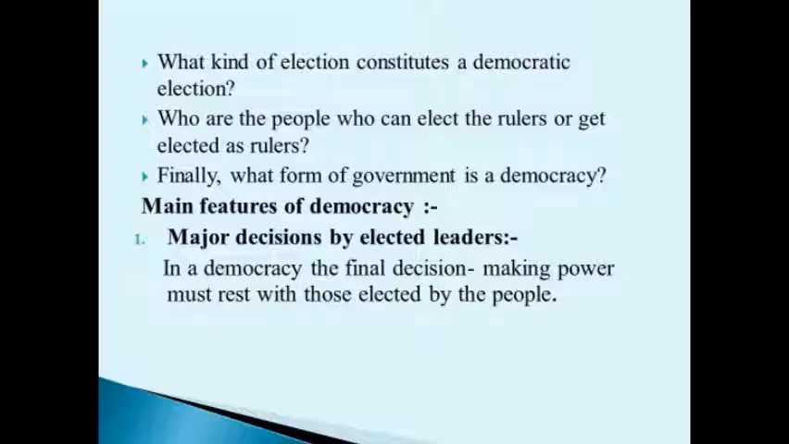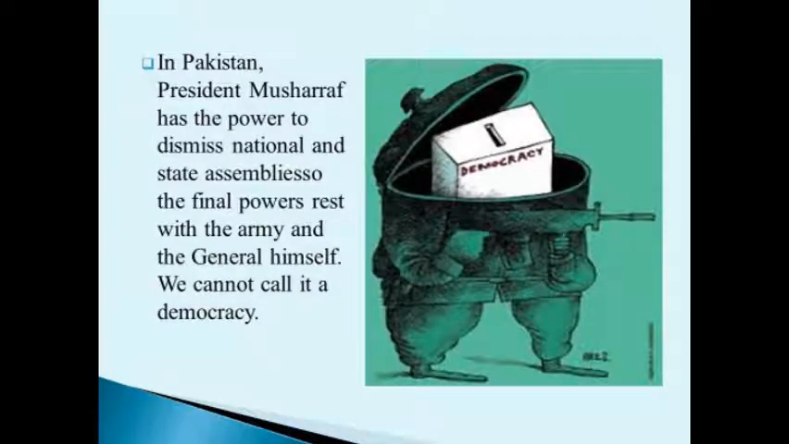Main features of democracy. Major decisions by elected leaders. In a democracy, the final decision-making power must rest with those elected by the people. In Pakistan, President Musharraf has the power to dismiss national and state assemblies. The final power rests with the army and the general himself. We cannot call it a democracy.